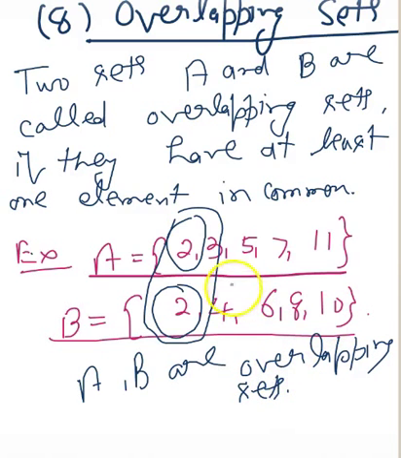If I remove 2 from A, then there is no other element which is present in set B, right? So in that case, if 2 is removed from set A, these two sets will become disjoint sets. But because 2 is in common, as of now both are overlapping sets.